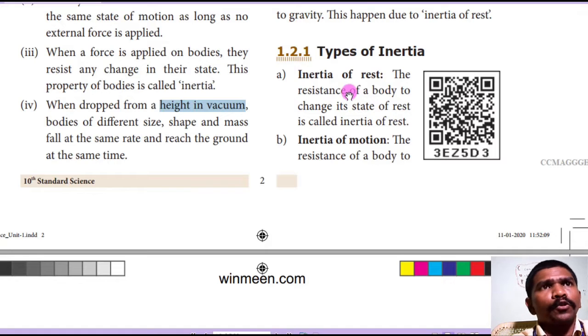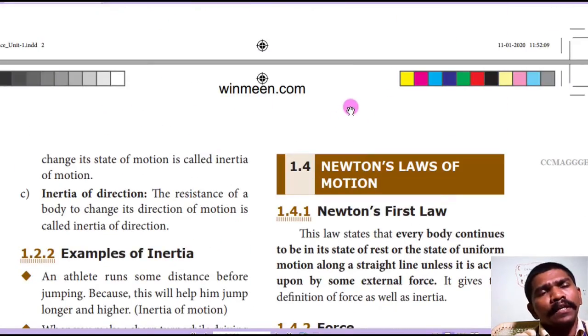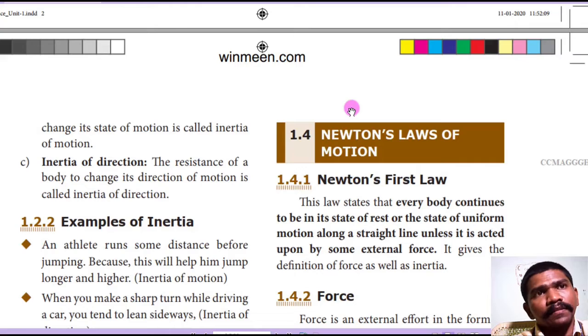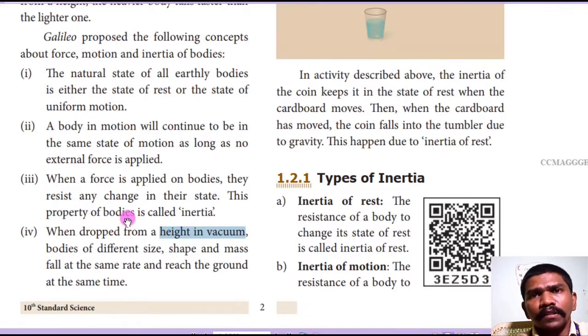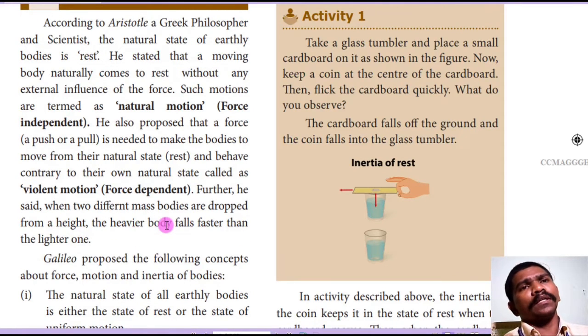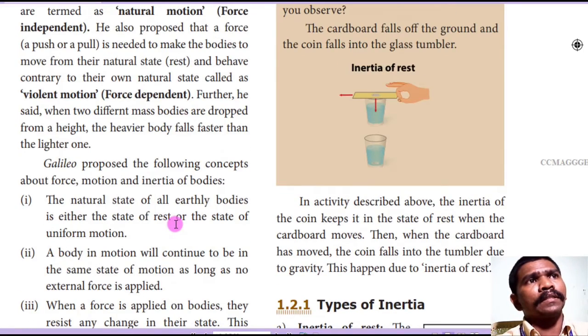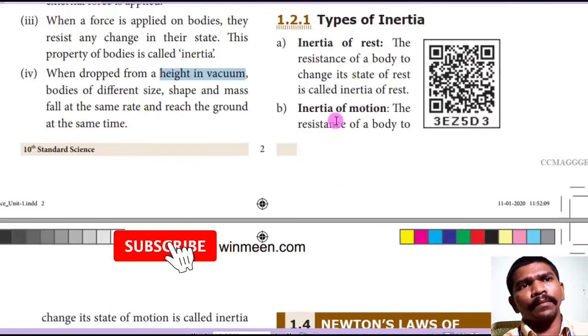This is a very important question for 4 marks: types of inertia with their examples. Just go through these things. Remaining chapters we will see in the next classes. Before that, understand what is inertia, what is force, the concept of Aristotle, the concept of Galileo, the 4 points given, and what is inertia. These are very important questions in this portion. Apart from that, we expect a 2 mark question on what is inertia, and a 4 mark question on types of inertia with their examples.